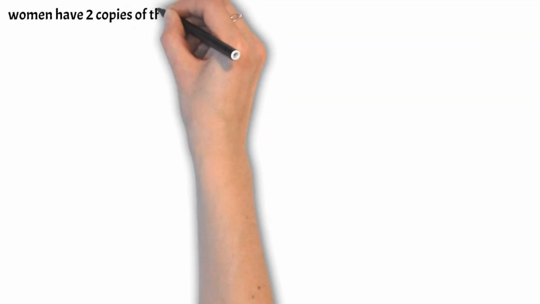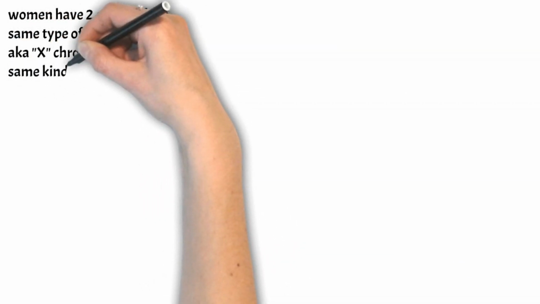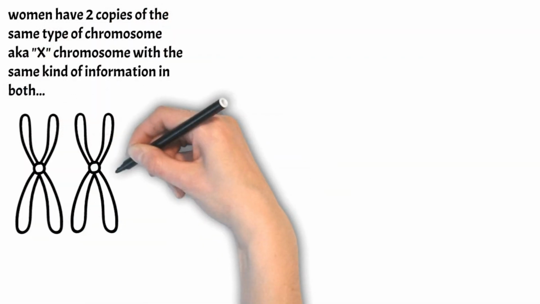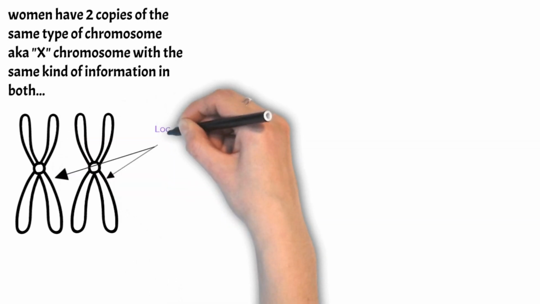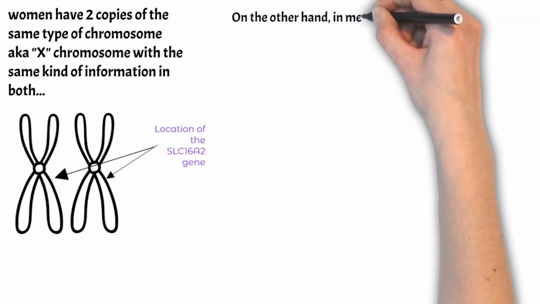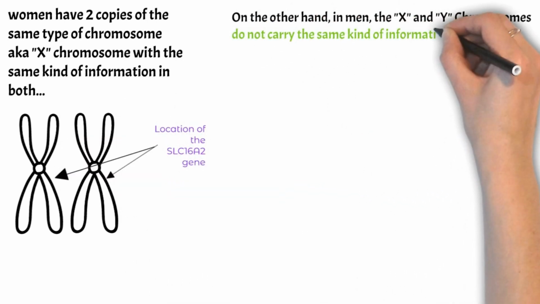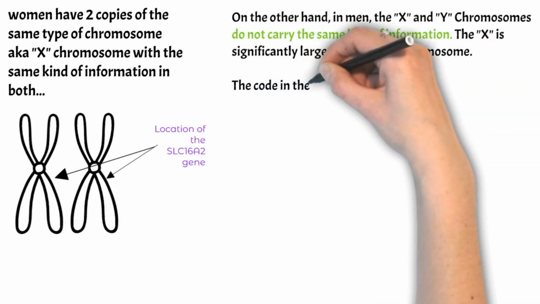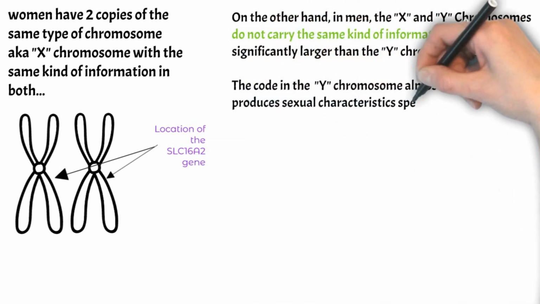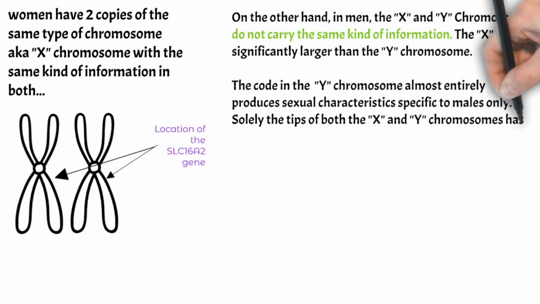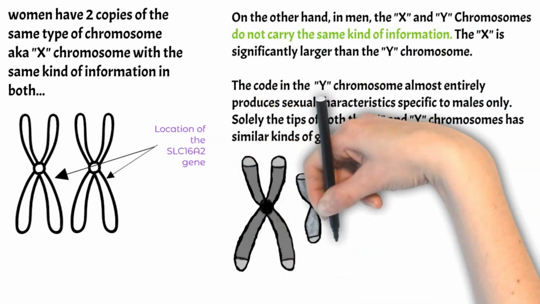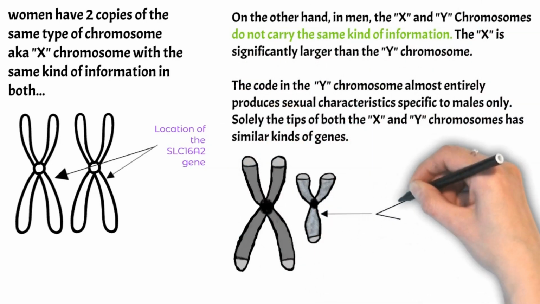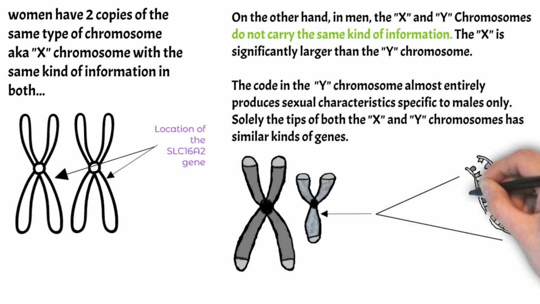Women have 2 copies of the same type of chromosome, aka X chromosome, with the same kind of information in both, as you can see in the location of the gene. On the other hand, in men the X and the Y chromosomes do not carry the same kind of information. The X is significantly larger than the Y chromosome. The code in the Y chromosome almost entirely produces sexual characteristics specific to males only. Solely the tips of the X and Y chromosomes have similar kinds of genes.